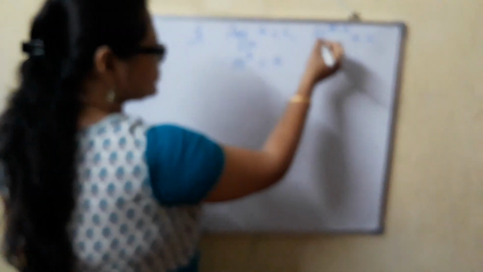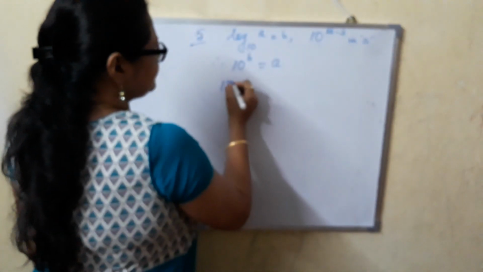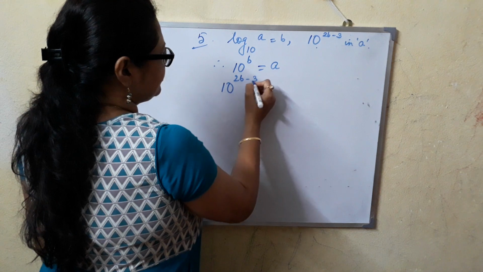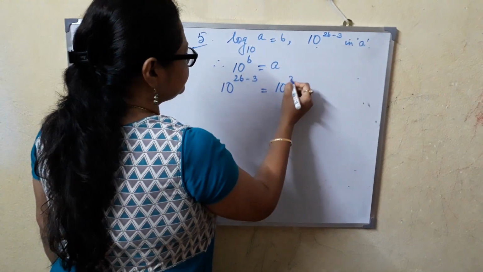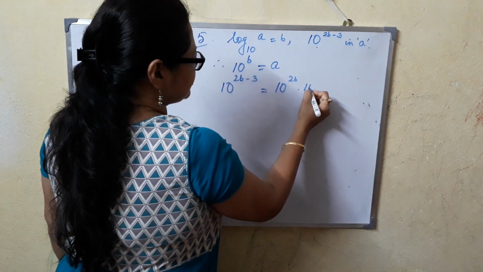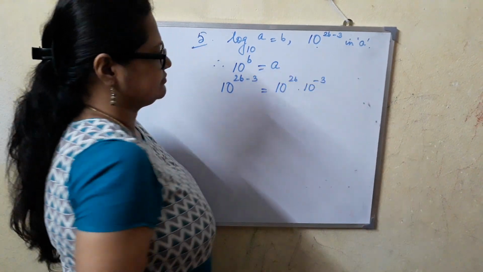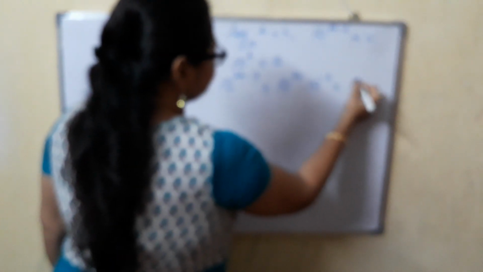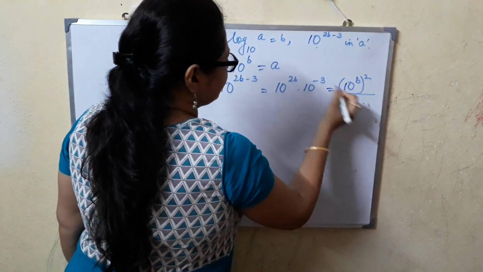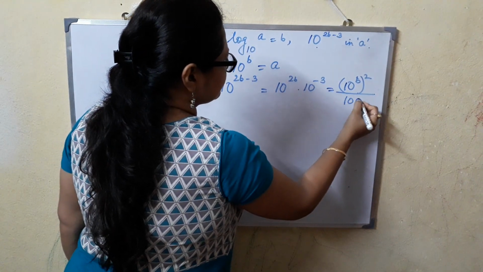Okay? Now let's go back here. 10 to the power of 2b minus 3. Remember your indices. I can write 10 to the power of 2b into 10 to the power of minus 3. I can write it. Okay? Next, 10 to the power of b whole square by 10 to the power of minus 3 means by 1000.